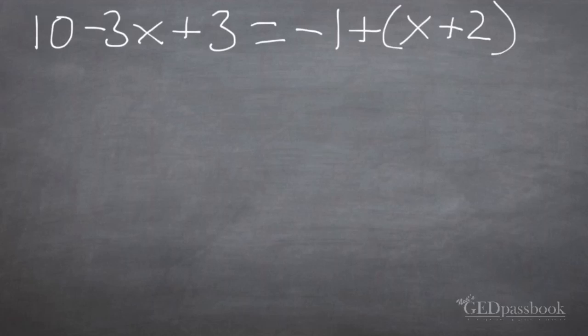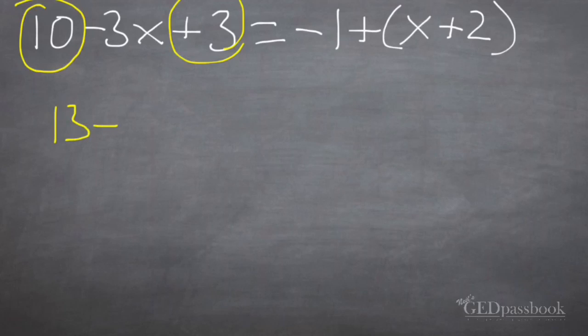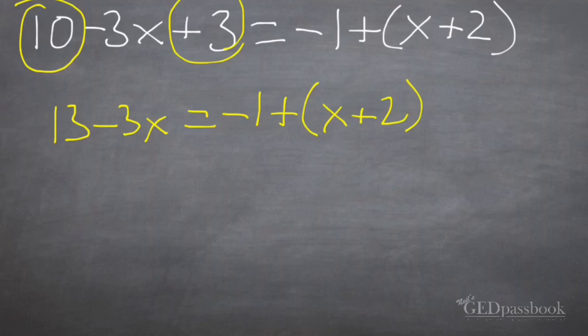If not, go back to my videos on the basics of combining like terms and whatnot. You guys should be able to see and spot that this is a like term and this is a like term. A positive 10 plus a 3. All right. What that ends up being is a 13 minus 3x equals, all right. Let's just drop everything else down for now. You guys should make it a habit of dropping everything down and doing everything step by step.